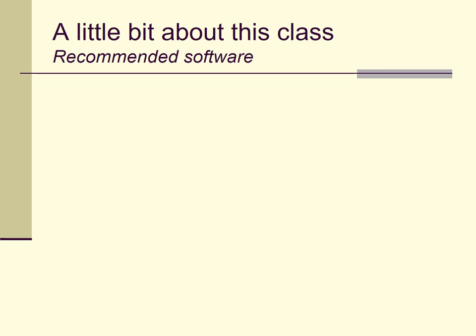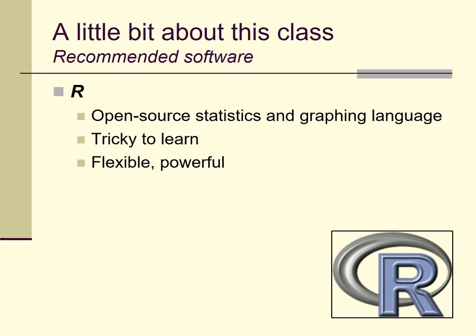Recommended software. There's a lot of recommended software that we're going to use over the semester, but the big one I want to highlight right now is R. If you're a stats nerd, you know that R is an open source statistics and graphing language. You know it's incredibly tricky to learn, but you also know it's powerful and very flexible. R, in some ways, is the cutting edge of a lot of statistics research and applied statistics in science, including in psychology and the behavioral sciences.